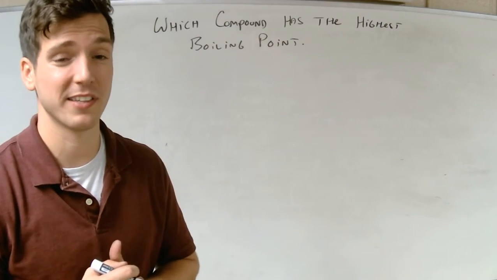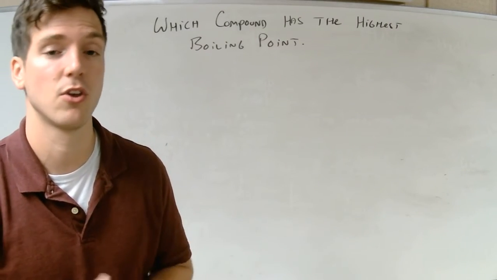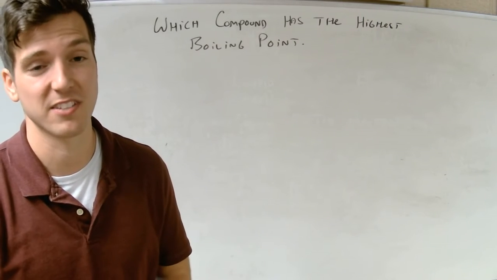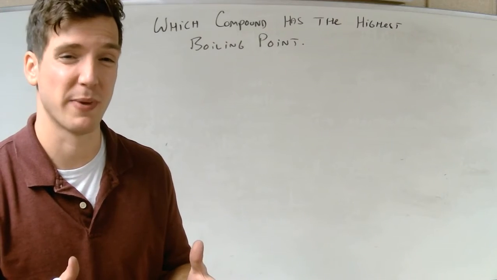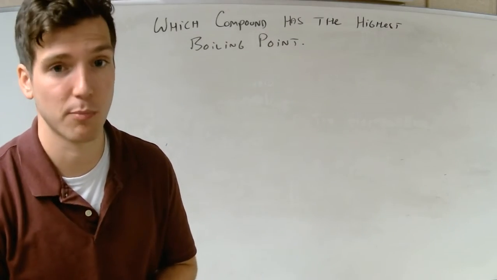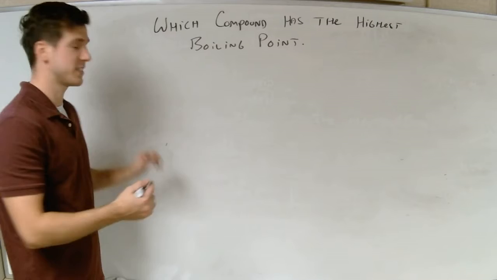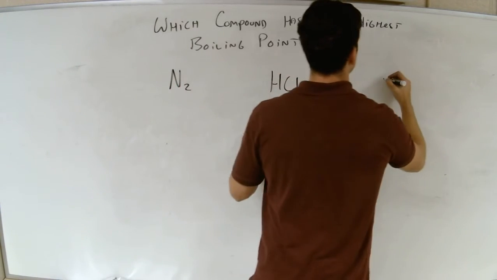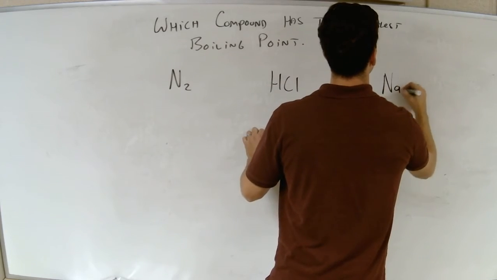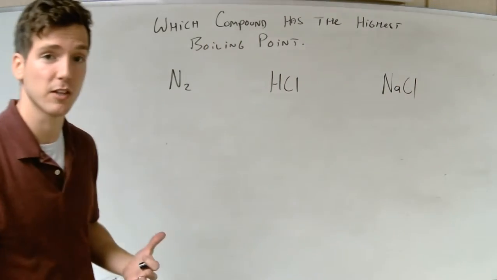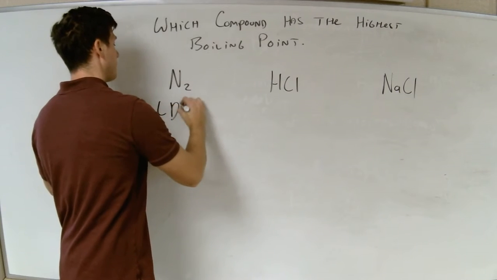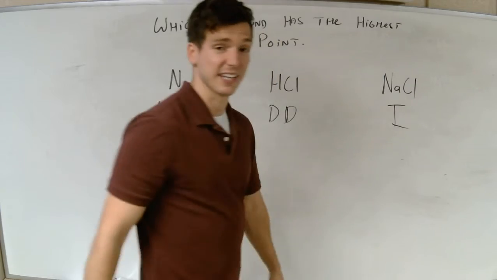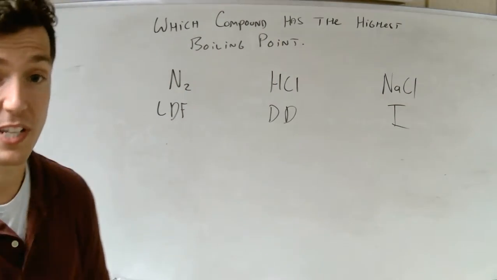Remember, if we're boiling things, it's going from a liquid to a gas. The stronger the intermolecular forces, the harder it is to make something boil. The more energy we have to put into it, the higher boiling point it's going to have. So if we're looking at something like N2, let's go HCl, and then let's go NaCl, we're looking at these intermolecular forces. This one's LDF, really weak. This one's dipole-dipole, and this one is ionic. We go from weakest to strongest here.